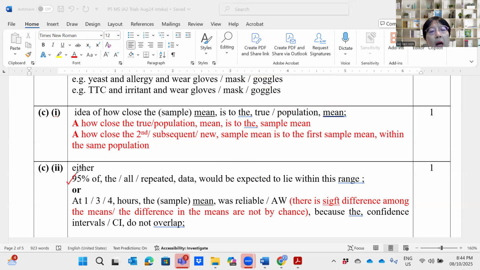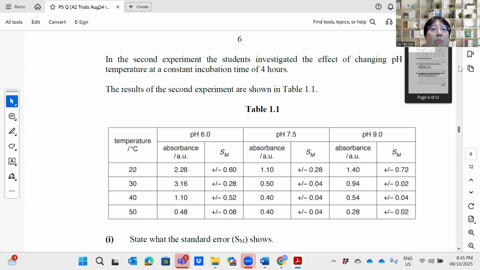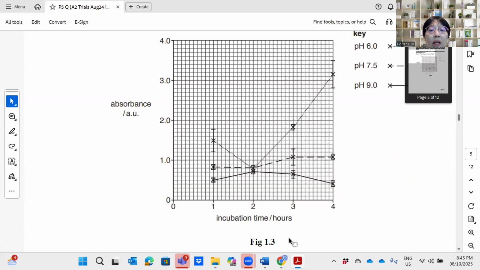Second marking point is, what do you mean by the range? Okay, see. What this 95% confidence interval indicates about the data. The first marking point is giving us the meaning of the word 95% confidence interval. Okay, 95% of data will lie within this range. And the second meaning, according to the question in figure 1.3, so we go to figure 1.3 and look at what it means when they show you the range. That's why that's the second marking point. First marking point is the definition. Second marking point is based on the data, right?